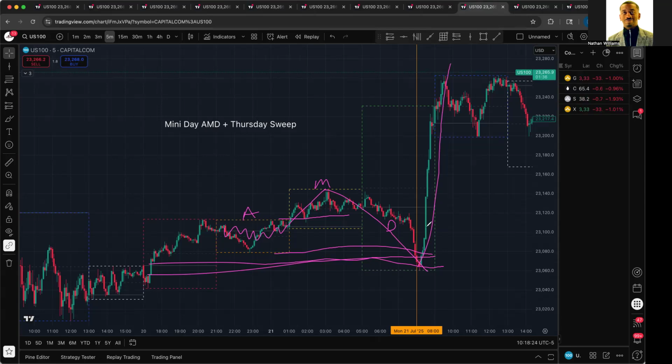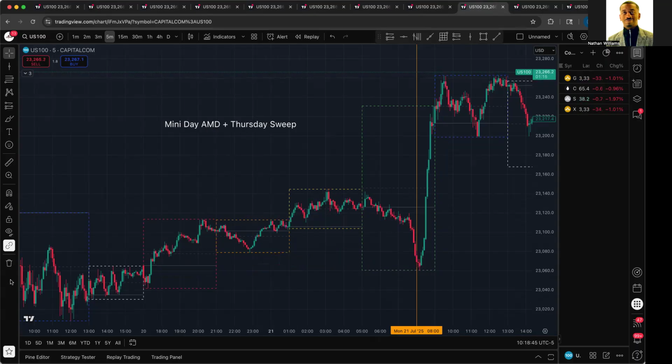So you got Thursday sweep. Thursday swept Tuesday and Wednesday into Monday. Here's Monday's open price right here, which is also the daily open. And then you got your distribution. Easy money. Easy money. Gives you an idea of what you're looking for.